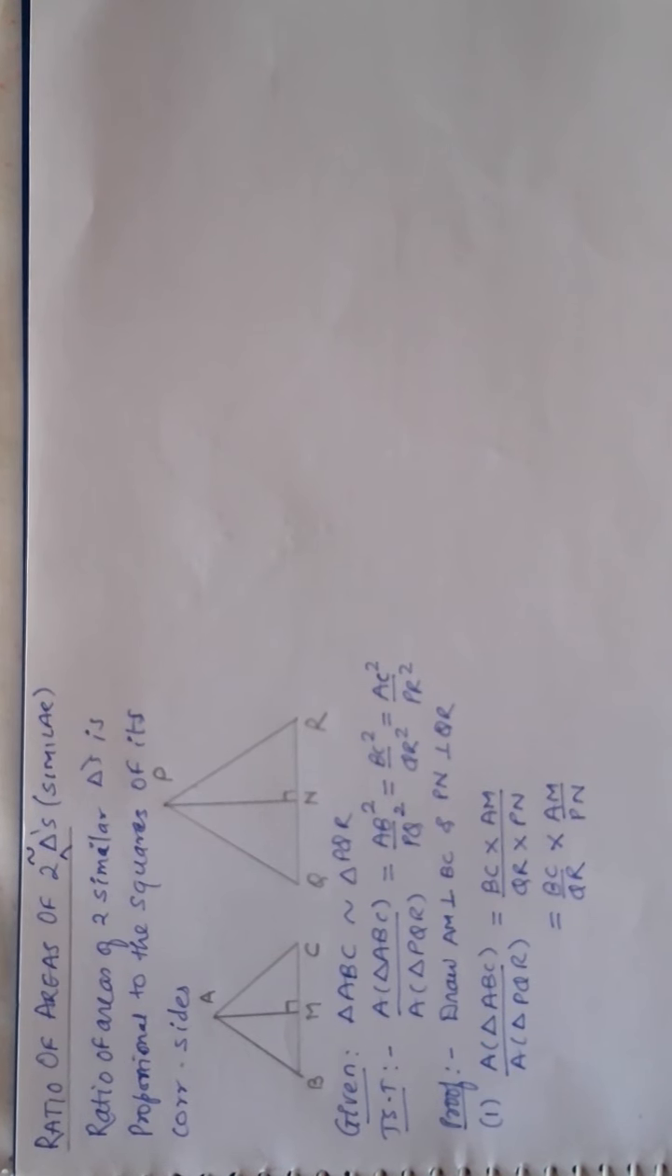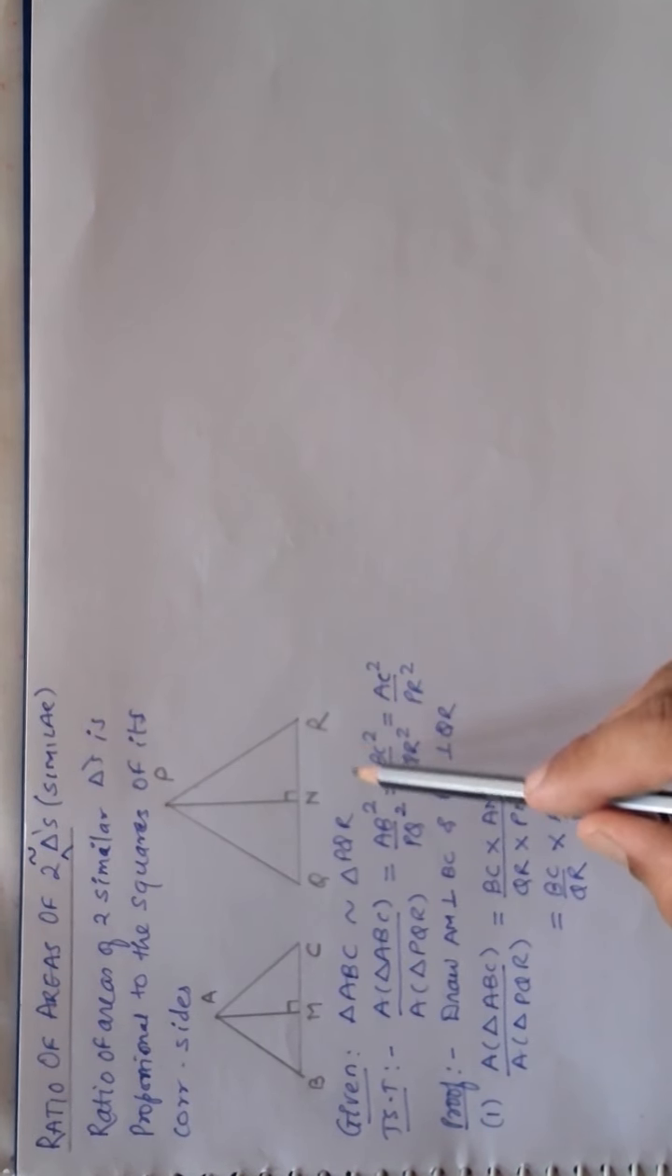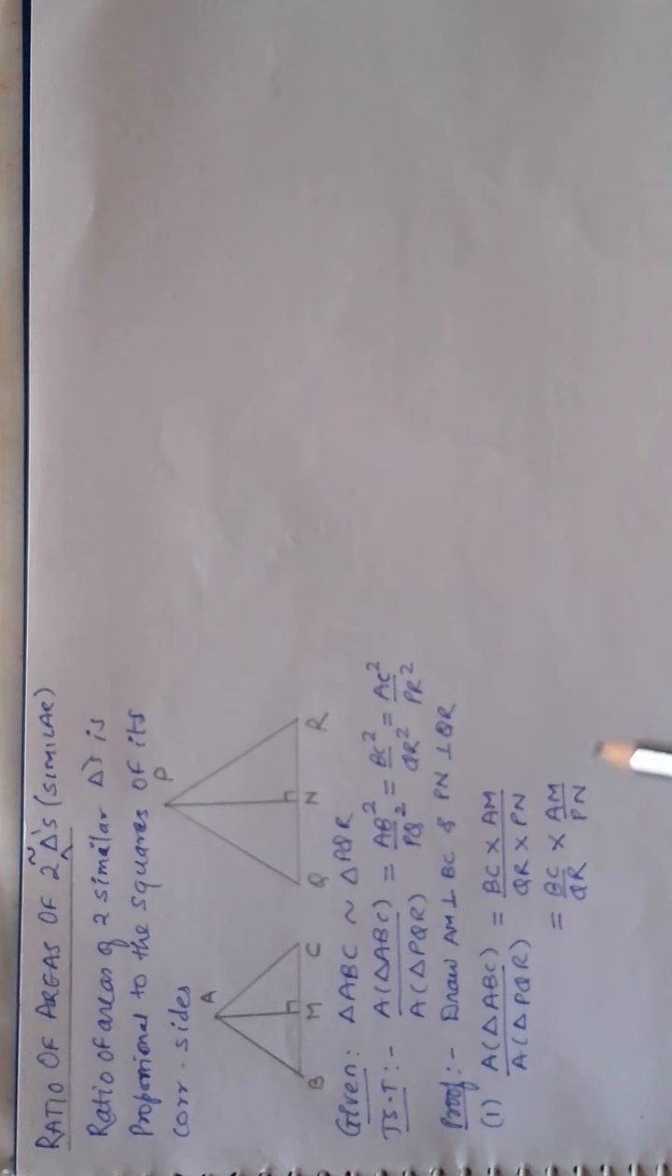If you check this, you can very clearly see that I want BC is to QR here. But here I don't want AM is to PN, I want BC square is to QR square. Here one BC is there, here also BC must come. Means I should get one more BC is to QR. Means AM is to PN must be replaced by BC is to QR.